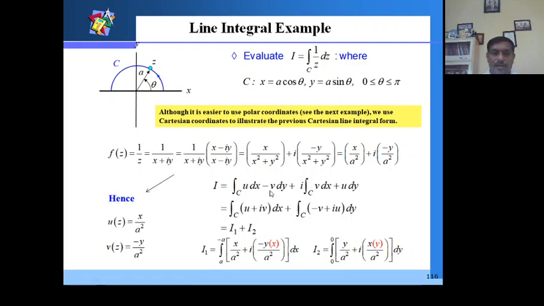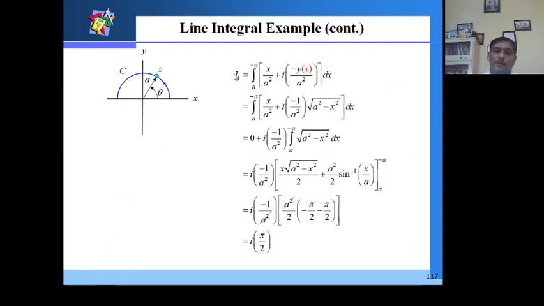Then we can put here the real axis x by a squared plus i into minus y by a squared into dx. The other line integral, because it is passing through the y axis, becomes 0. Then if you solve this equation from a to minus a of x by a squared plus minus 1 by a squared, with y of x equal to root of a squared minus x squared, the first line integral becomes 0. Then i times minus 1 by a squared, integral from a to minus a of root of a squared minus x squared.